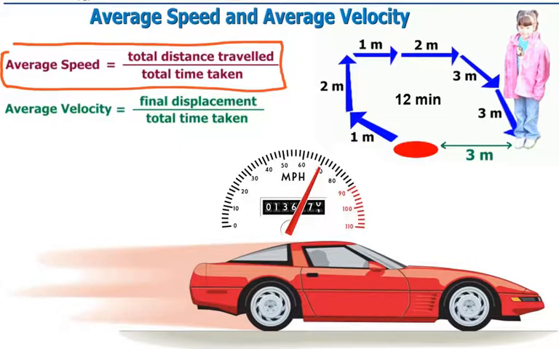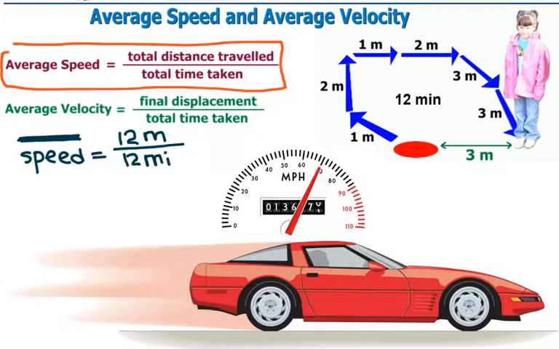So if you look at the girl in the image on the right, you see that she traveled 3 meters, 3 meters, 2 meters, 1 meter, 2 meters, and 1 meter. So the total is 12 meters, and it took her 12 minutes. So for the average speed of her movement, average is going to be the line on the top. That means average. So if you see a line on the top of the letter, that means average. So the average speed is the total distance that she traveled, which is 12 meters, and the time it took is 12 minutes.